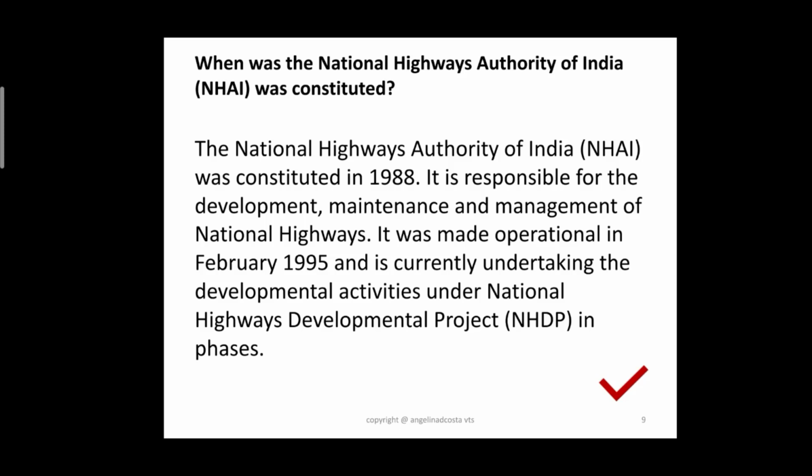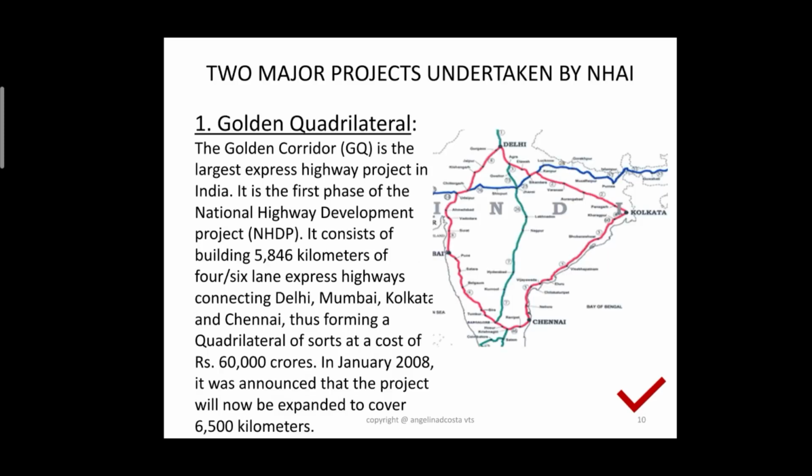Let us take a look at two major projects undertaken by National Highway Authority of India. The first one is the Golden Quadrilateral. The Golden Quadrilateral is the largest expressway project in India. It is the first phase of National Highway Development Project. It consists of building 5,846 kilometers of 4 to 6 lane express highways connecting Delhi, Mumbai, Kolkata and Chennai, thus forming a sort of quadrilateral at a cost of Rs 60,000 crores. In January 2008, it was announced that the project will now be expanded to cover 6,500 kilometers.